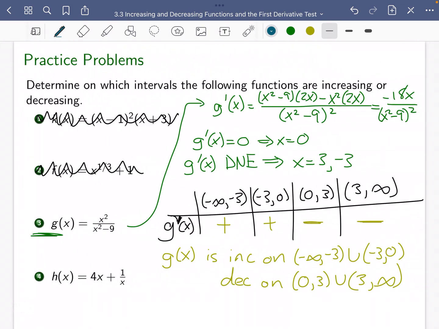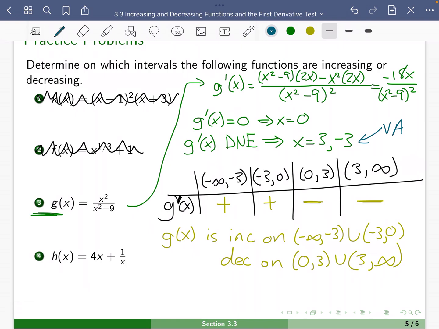All right, let's look at number 3. For number 3, we have 0 as a critical point. 3 and negative 3, we found those were places where the derivative did not exist. However, they were also places where our original function did not exist, and so those were both vertical asymptotes. Because they're vertical asymptotes, they're not going to be places of maximums or minimums. On either side of that asymptote, because it's not actually defined at that point, it can't be a maximum.